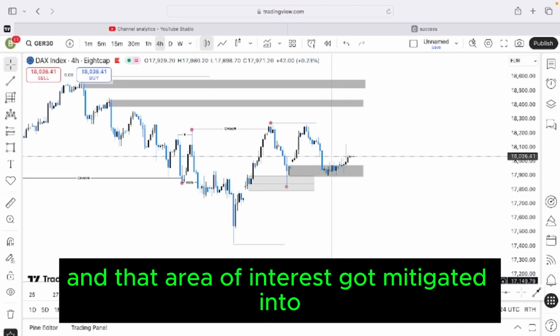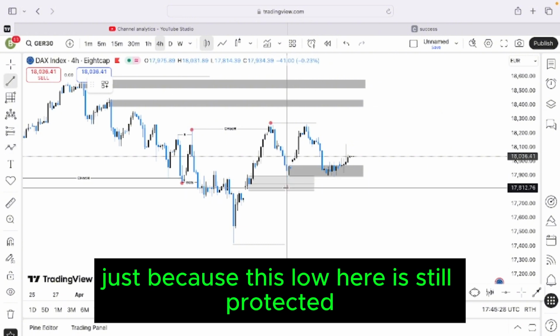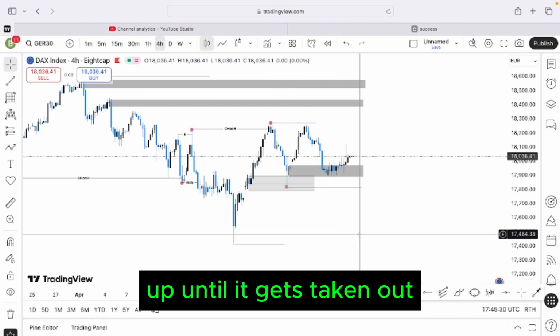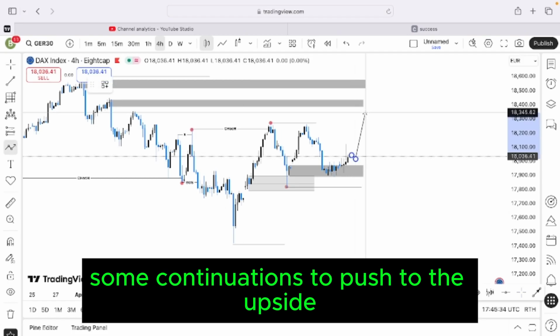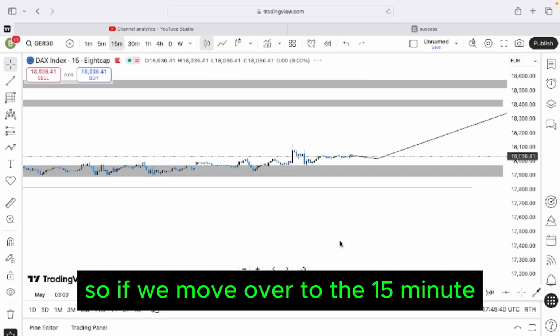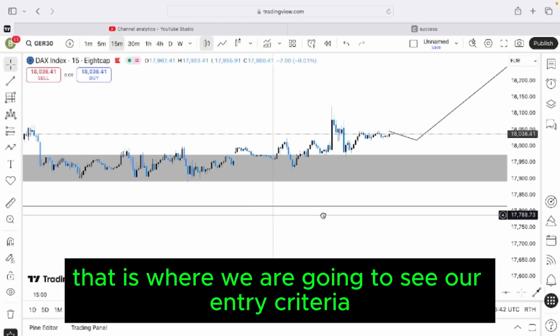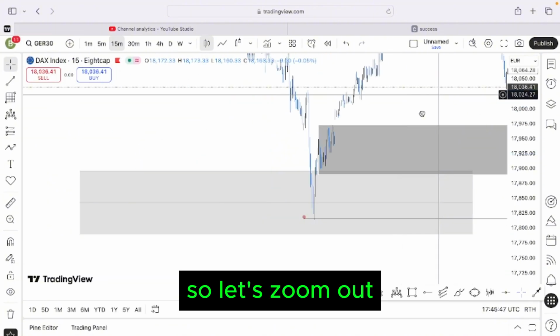As you can see right here, this is our area of interest, and that area of interest got mitigated into, and the anticipation is still the same, just because this low here is still protected up until it gets taken out. So we're anticipating some continuations to push to the upside so that we can take out this high point here. So if we move over to the 15-minute, that is where we are going to see our entry criteria. So let's zoom out.